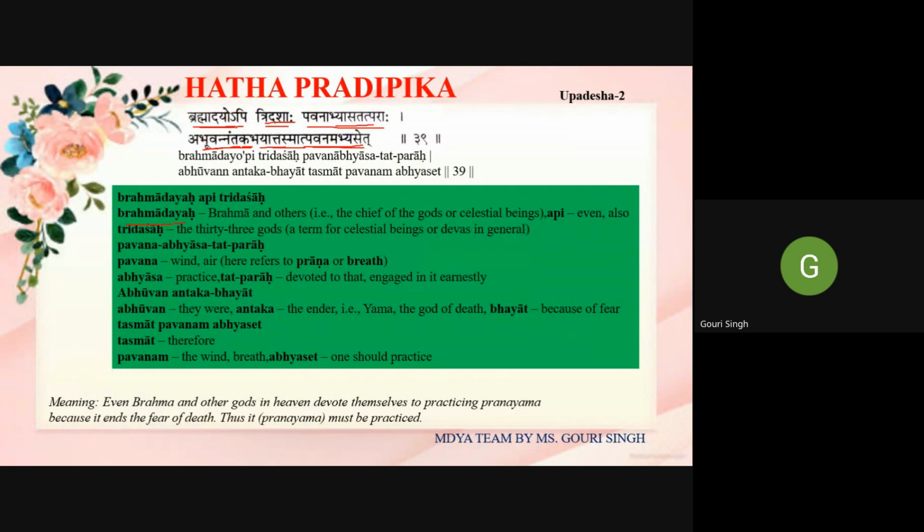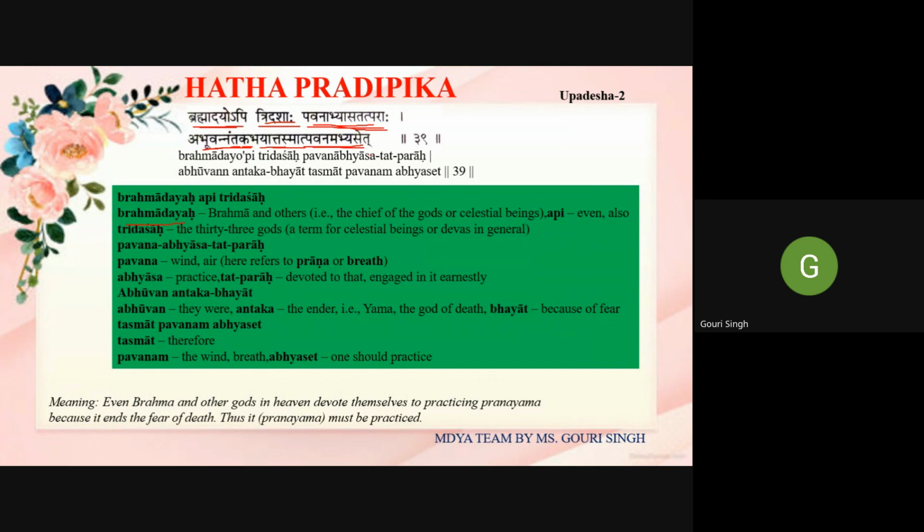Brahmadayo api means who are the Brahma-like gods, what other gods are there like Brahma. And it is said tridasha, three-dasha means 33 gods. Okay, Brahma including the 33 gods, what are they doing? Pavana abhyasa tatparaha means by practicing breath control. Pavana abhyasa means it is talking about pranayama.